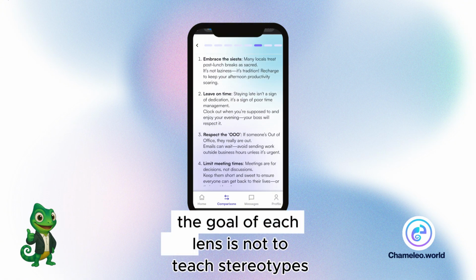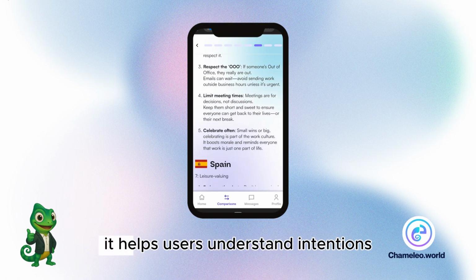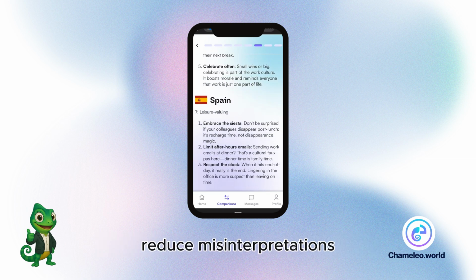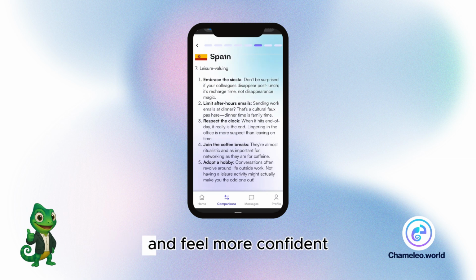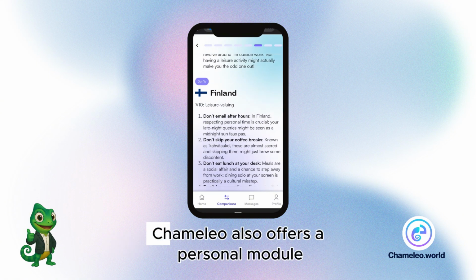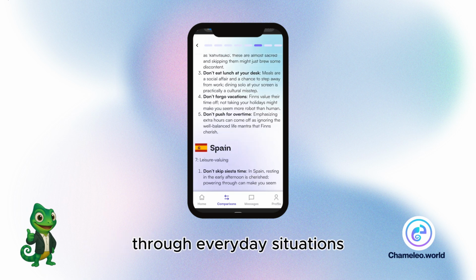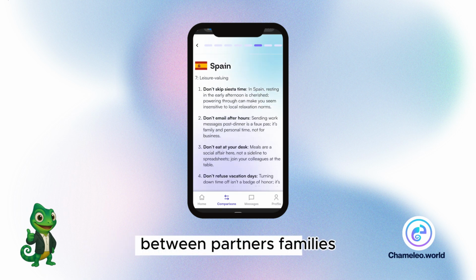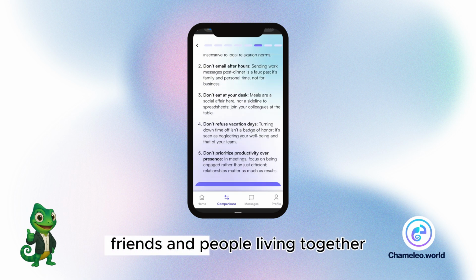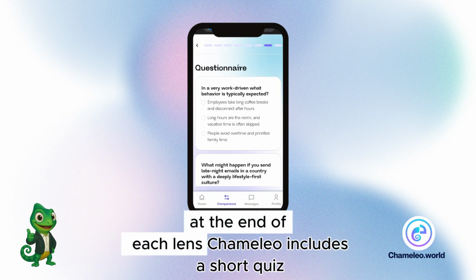The goal of each lens is not to teach stereotypes, but to build awareness. It helps users understand intentions, reduce misinterpretations, and feel more confident navigating multicultural situations. Chameleo also offers a personal module, where cultural lenses are explored through everyday situations between partners, families, friends, and people living together. At the end of each lens, Chameleo includes a short quiz.